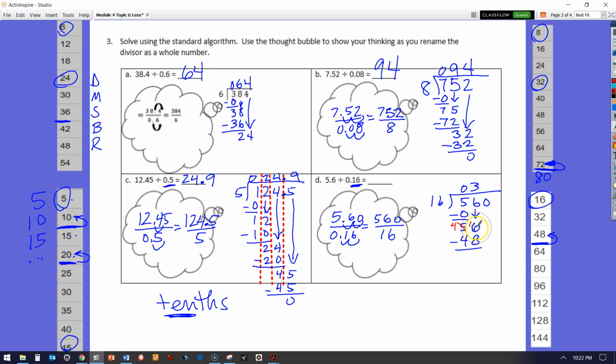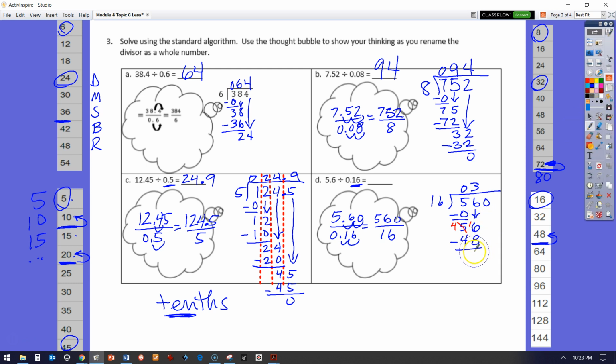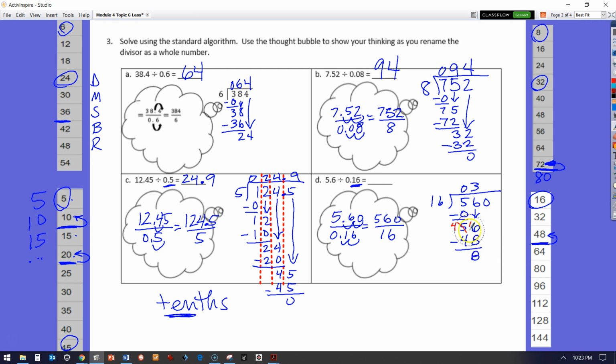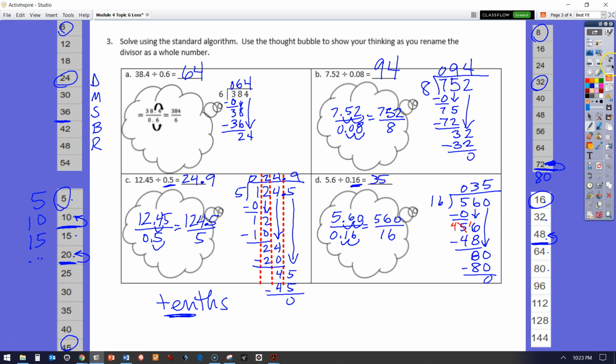Now I have 16 minus 8 is 8. And I have 4 minus 4 is 0. Bring down my 0. How many times does 16 go into 80, or 80 divided by 16? That's 1, 2, 3, 4, 5. My answer is going to be 35. 5 times 16 is 80. Do my subtraction. 80 minus 80 is 0. And we have 35. Next problem.